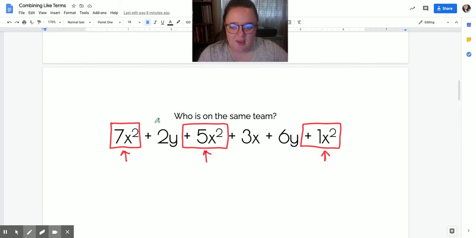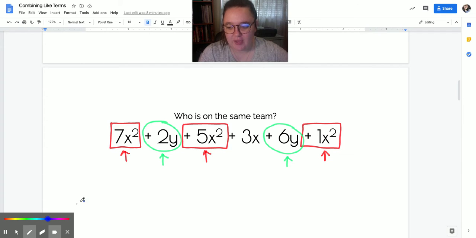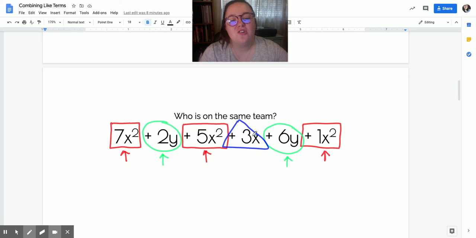So let's see. This 2y, I used a different color, and I'm going to use a circle. Are there any players on his team? Are there any other y's? Well, here's a y right here. So that means that this 2y and the 6y can be on the same team. They're both wearing a y jersey, right? They both have that same variable. The last one, I can't forget about him, right? Because he's still in the game, is this plus 3x. There are no other just plain old x's.